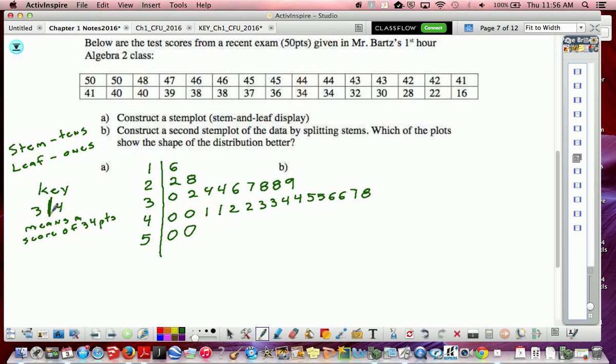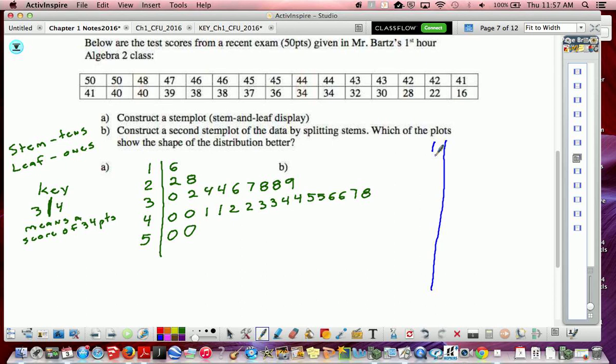Now it says to split the stems. If you think about how these stems work, this is all your numbers 10 through 19, 20 through 29, 30 through 39. So they're kind of groups in tens, aren't they? So what I can do is break it down instead of groups of 10. If I break it in half, I'll have groups of what? 5s. So when I split my stems, I'll break up my 10s. Now notice that my lowest score is 16.